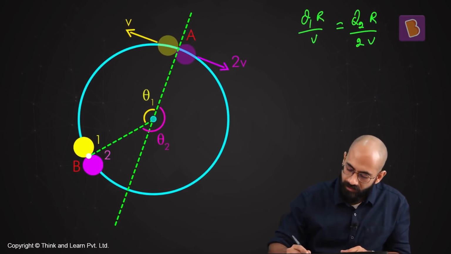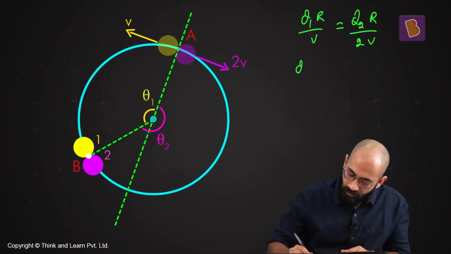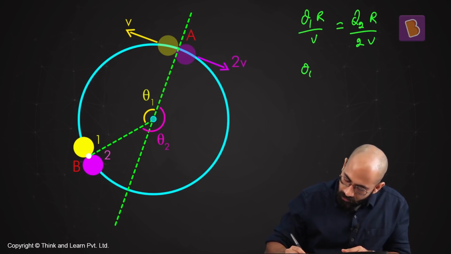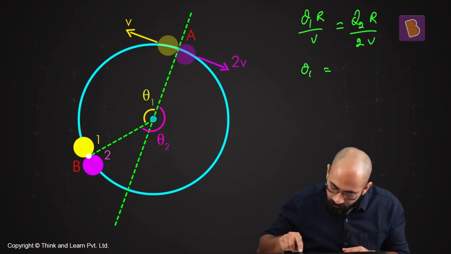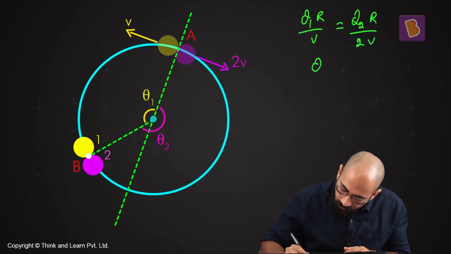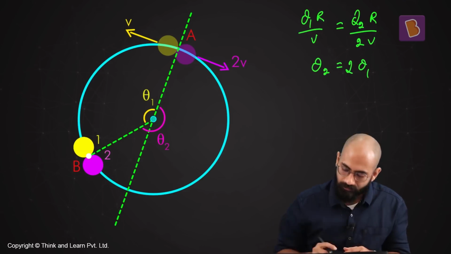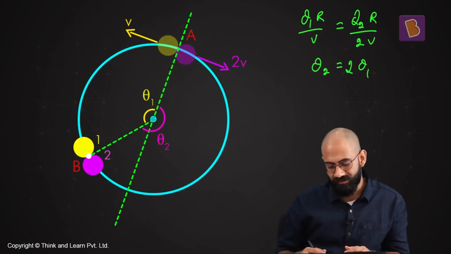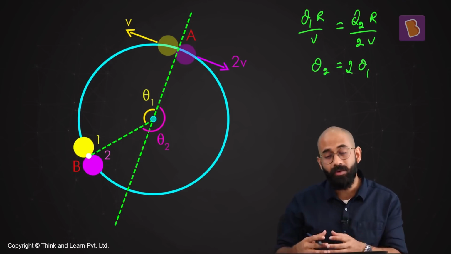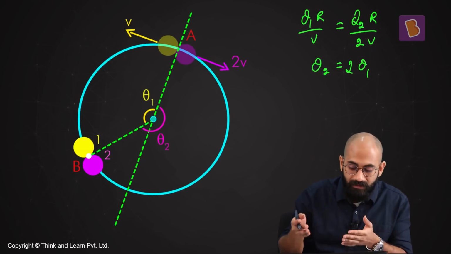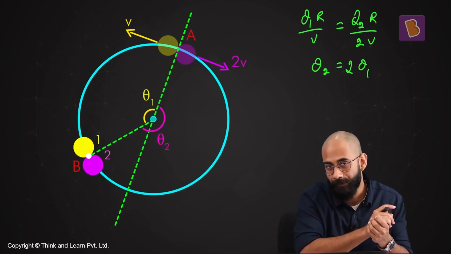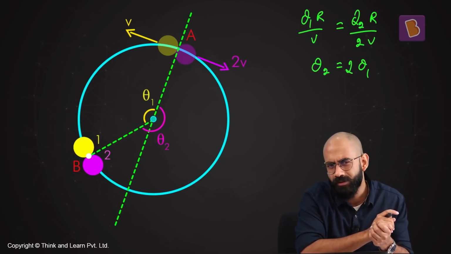And what does this tell us? This gets cancelled. Theta 2 should be equal to 2 theta 1, right? That makes sense. Theta 2 should be double theta 1, because the speed is double that of particle 1. So how much will this angle be?